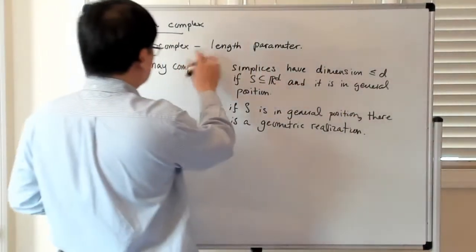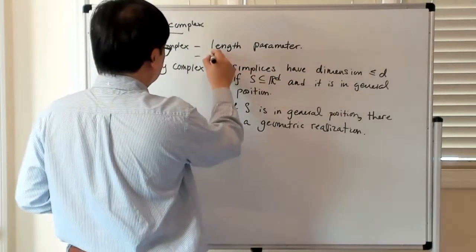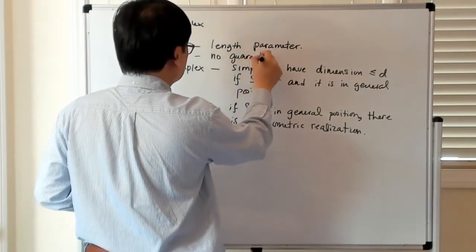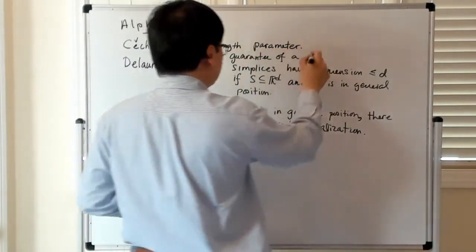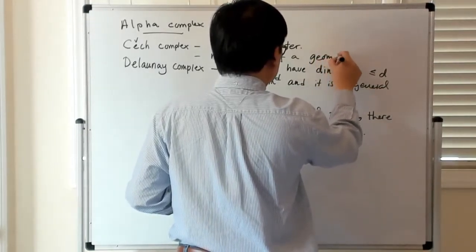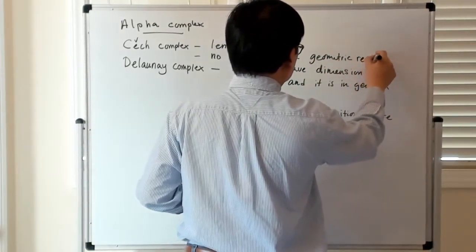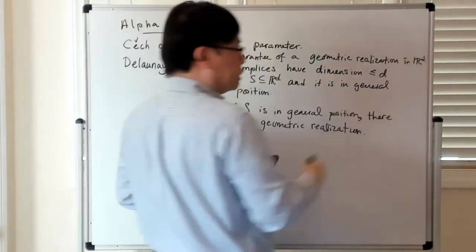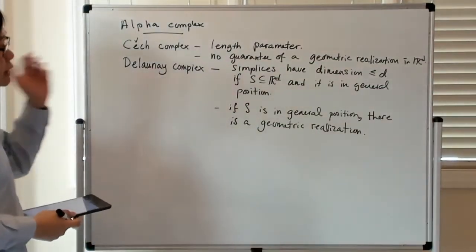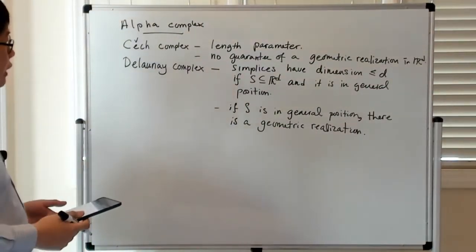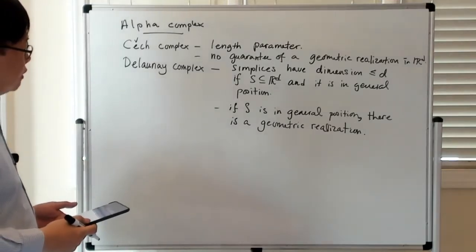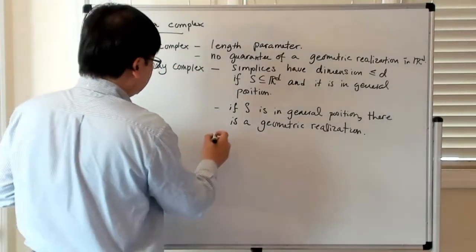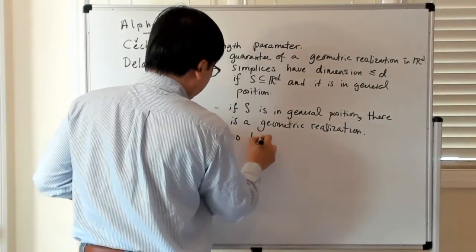In particular, with the Čech complex, there's no guarantee of geometric realization in R^D. It's of course possible to embed the problem into a much higher dimensional space and achieve a geometric realization, but that's not really what one is trying to do. And then the thing which is missing for the Delaunay complex is that there's no length parameter.